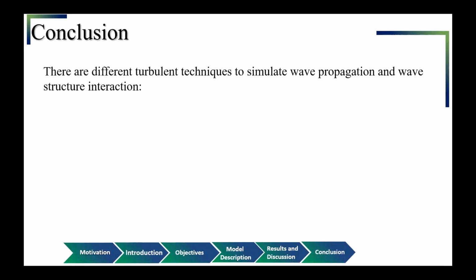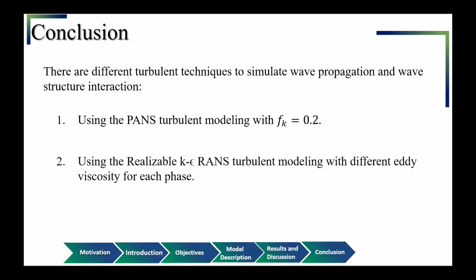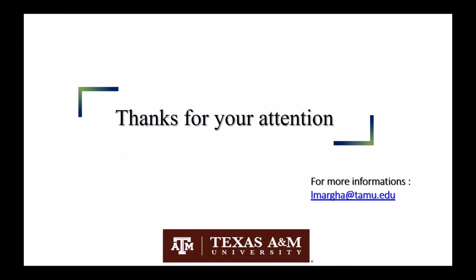As a conclusion, there are different turbulent techniques to simulate wave propagation and wave structure interactions. One of them is using BANS turbulent modeling with fk 0.2, and this is because BANS decreases the portion of modeled scales and resolves the coherent structures that decrease artificial turbulent viscosity. The second is using realizable k-epsilon RANS turbulent modeling with different eddy viscosity for each phase, and this is because the realizability condition avoids the unreal negative eigenvalues in Reynolds stresses, and the multi-phase flow has a huge difference in kinematic viscosity. This changes the turbulent behavior between the two phases. Thank you for your attention. Questions?